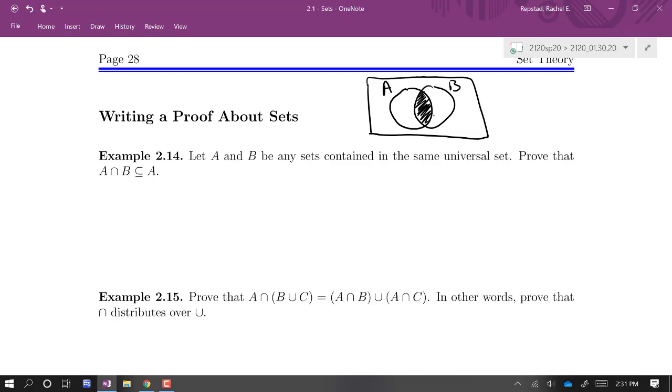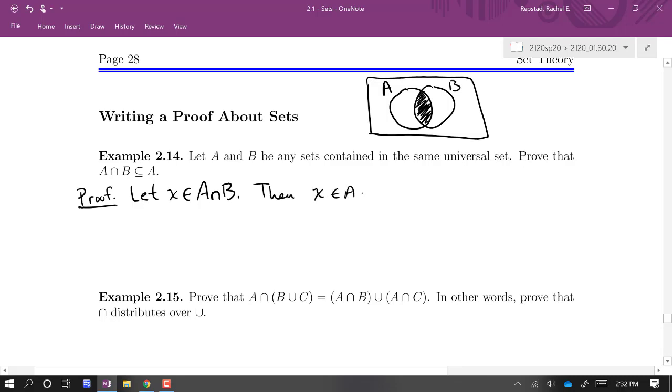So let's prove that A intersect B is contained in A. This will be almost immediate. Here's how we begin a containment proof. We let X, or whatever you want to call it, but I'm going to call it X, be an element of the set on the left, A intersect B. What does it mean to be in the intersection? That means that you're both in A and in B at the same time. So then we get to say X is in A and X is in B.